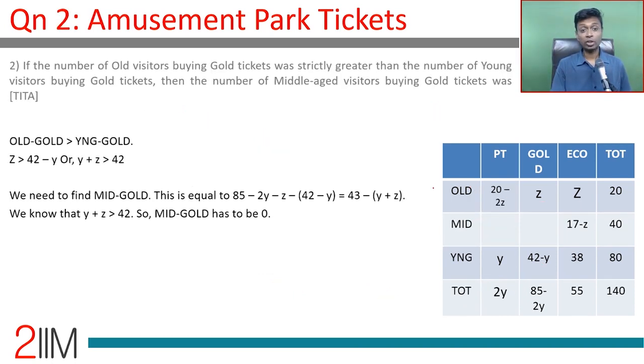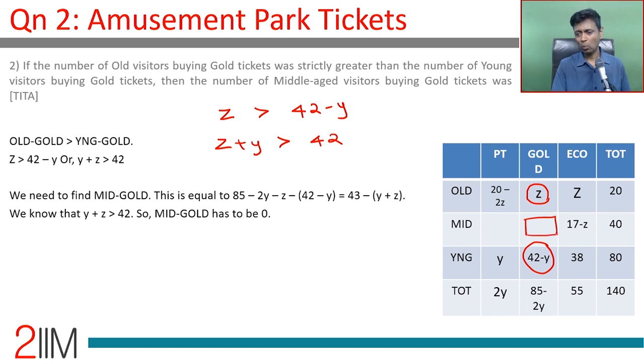The number of old visitors buying gold tickets was strictly greater than the number of young visitors buying gold tickets. The number of middle-aged visitors buying gold tickets, old buying gold tickets, strictly greater than young buying gold tickets. And so Z is strictly greater than 42 minus y, or Z plus y is greater than 42. We need to find this cell. So let's find that cell in terms of maybe y and z, and then we'll come back to this.